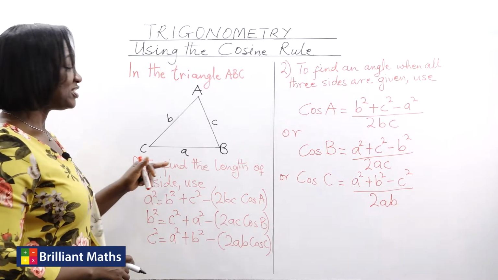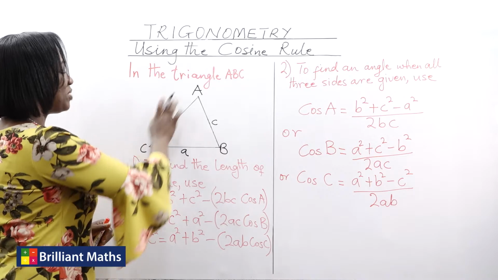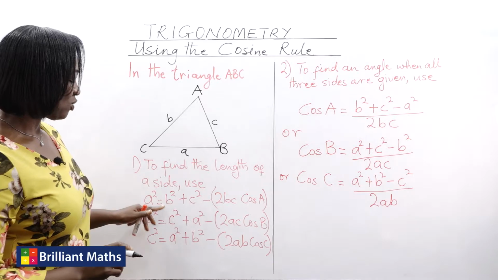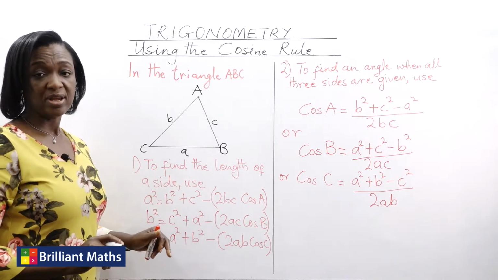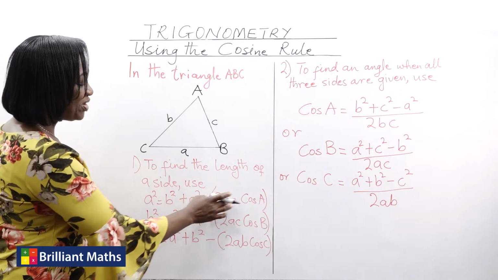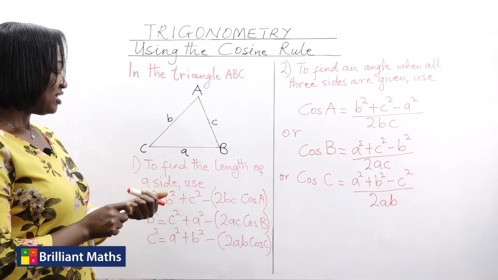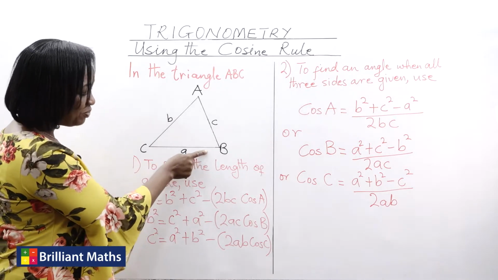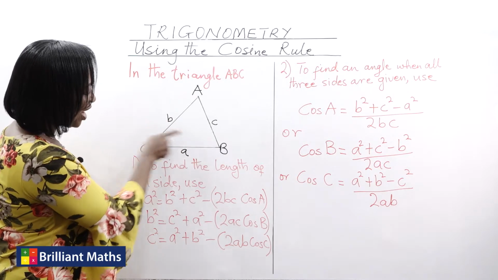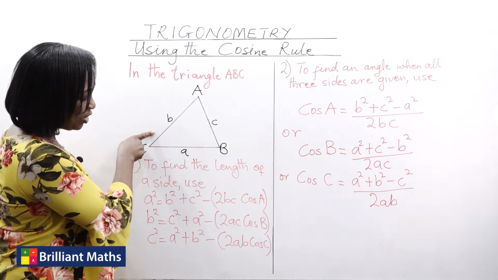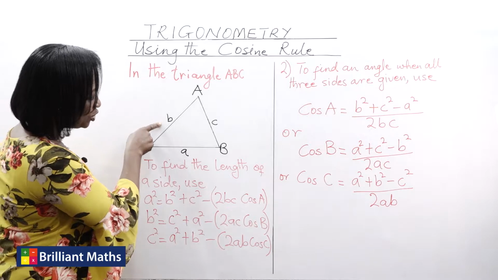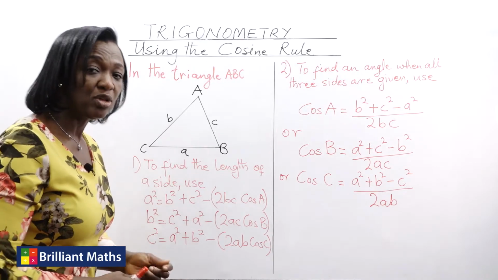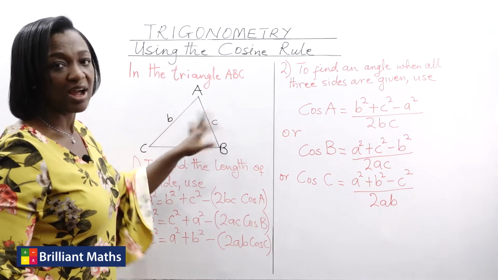So to find the length of a side, so finding a or b or c, the rule states that a squared is equal to b squared plus c squared minus 2bc cos A. Let's look at that on the triangle. That is B, that's our angle B, and this is the side b. So if we're finding 2bc cos A, that means that the given angle must be between the two sides.